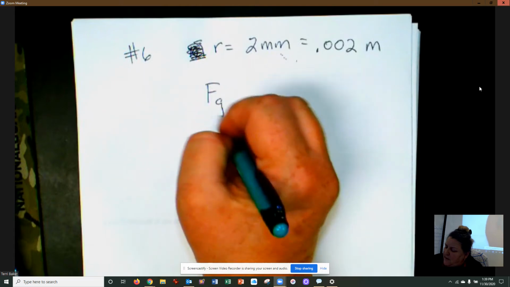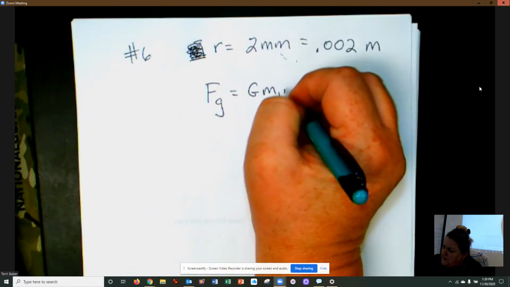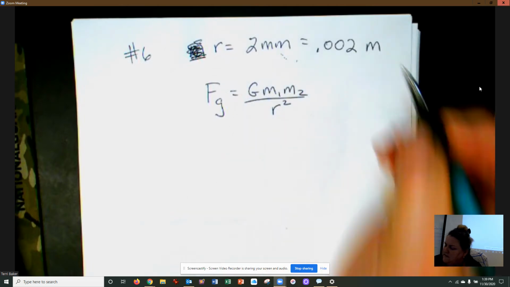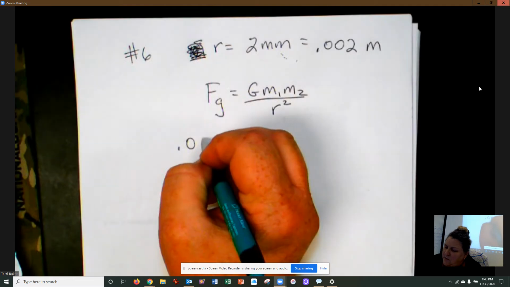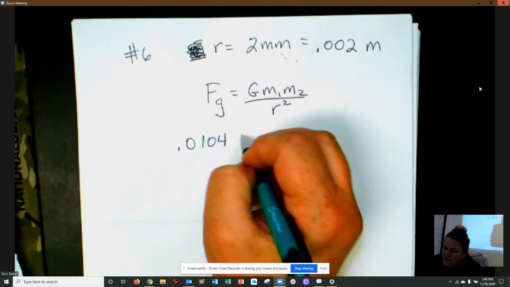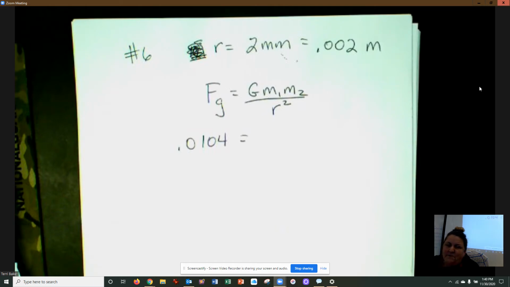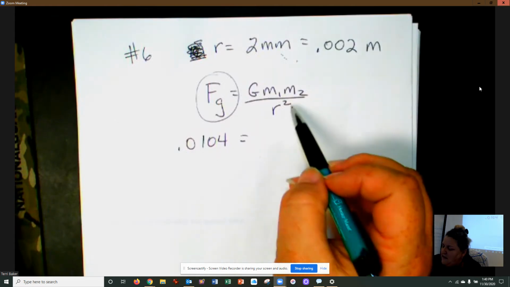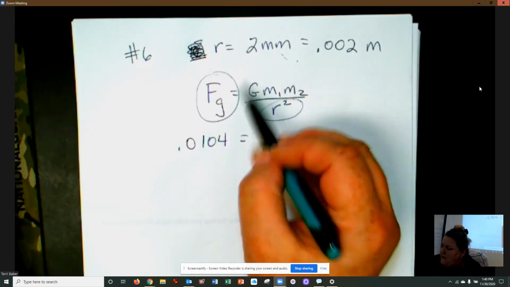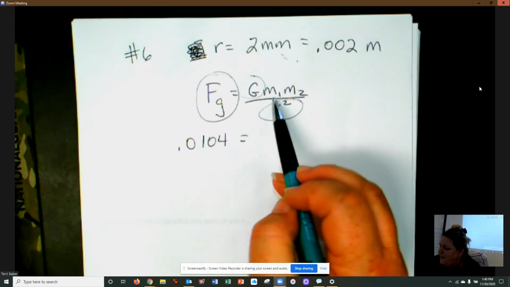So here's our equation. Mass 1, mass 2 over the distance between them squared. The distance between two equal objects is 2 millimeters or 0.002 meters. If the gravitational force between them is 0.0104 newtons, find the mass of each object. So we have this equation. It gives us the distance between them, and we know G. We're going to solve for the mass.